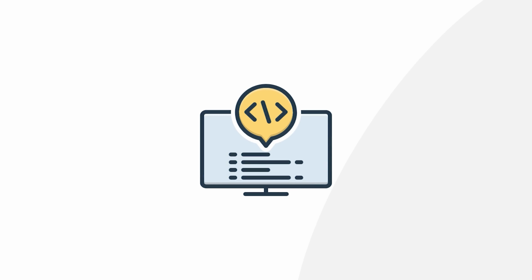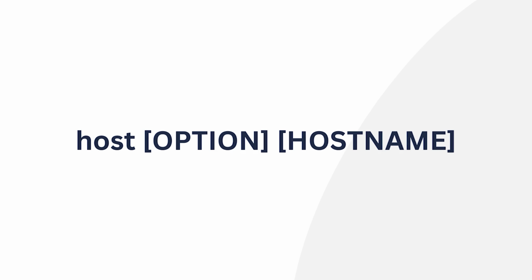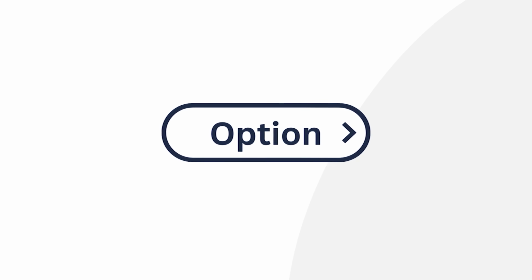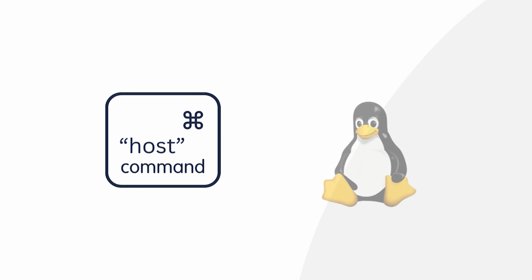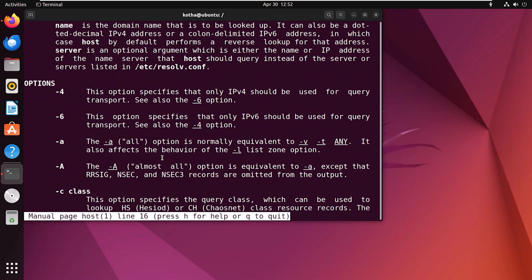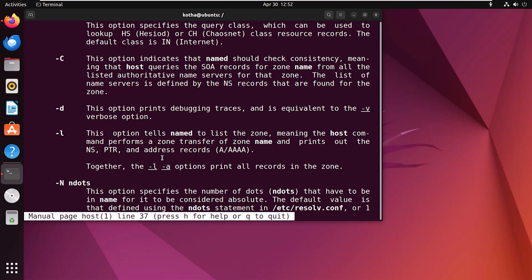Now, the syntax. The syntax of the host command is simple. It is host followed by option and host name, or you can also replace the host name with the IP addresses. In case of options, there are a few options available for the host command in Linux. To check all, type man host. And this is the manual page for the host command, and you can see all the available options are listed here. And you can exit this manual page by pressing Q.